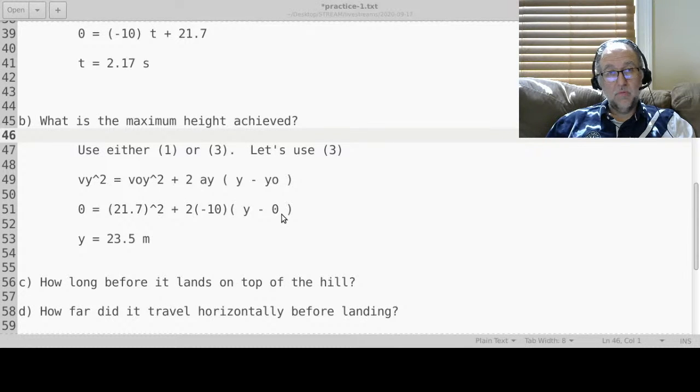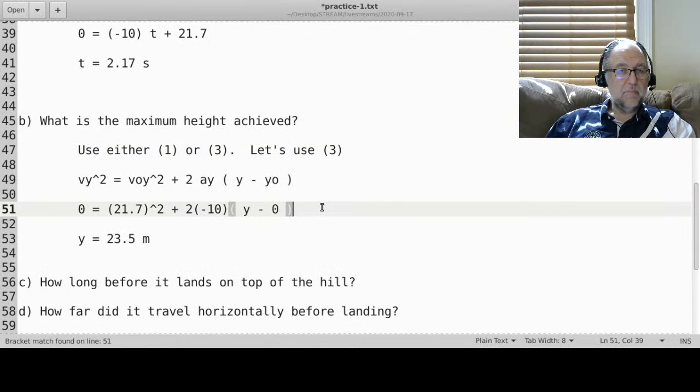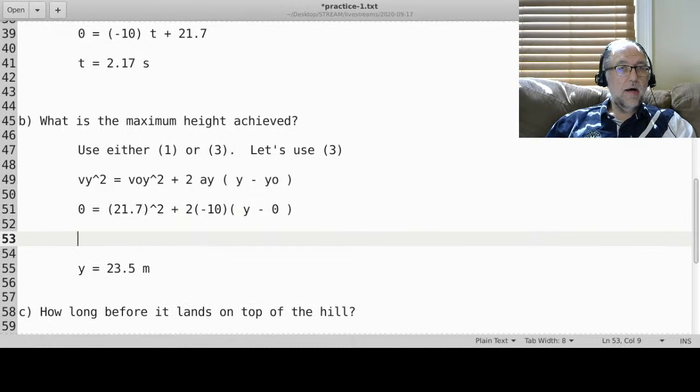Y naught, the initial height, was 0. So it's just y minus 0. I don't know if I skipped too many steps here, but this is pretty easy to do. Maybe I could just write in the next step here. Okay, I guess I've got to get my calculator out.